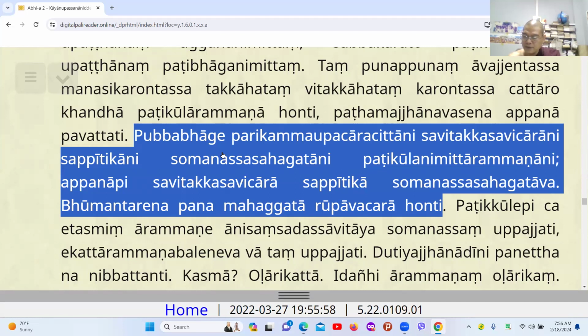As a plane of existence, it is mahaggata, rupavacara. Mahaggata has rupavacara and arupavacara. This mahaggata, the rupavacara, arises together with somanassa, piti, vitakka, vicara. So the first jhana has five factors. These five factors will take any one of the parts of the body as repulsiveness.